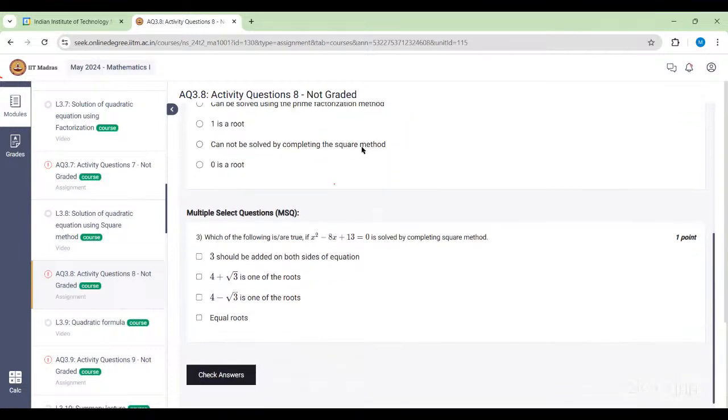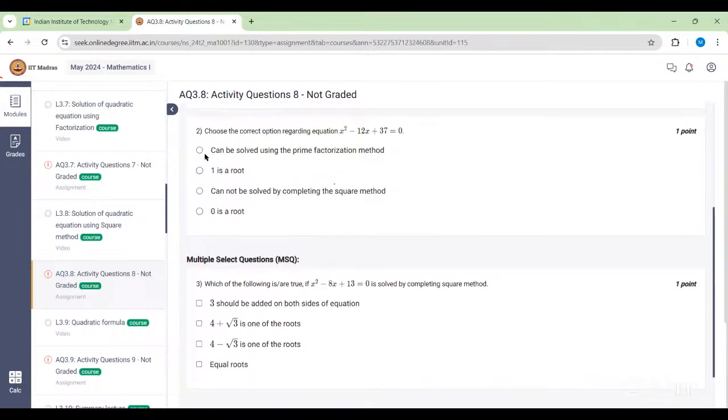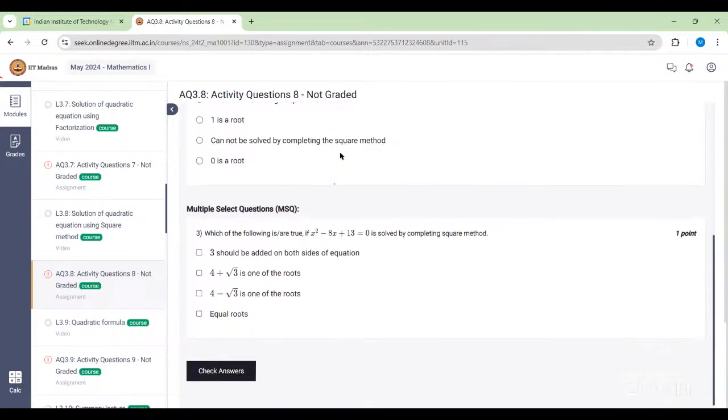Yeah. Okay. Although in the third question, why? Hello, ma'am. Yes. Ma'am, in the third question, why is the first option correct, ma'am? 4 plus under root 3 and 4 minus under root 3 is correct. But 3 should be added on both sides of the equation. Why is 3 also added on both sides?